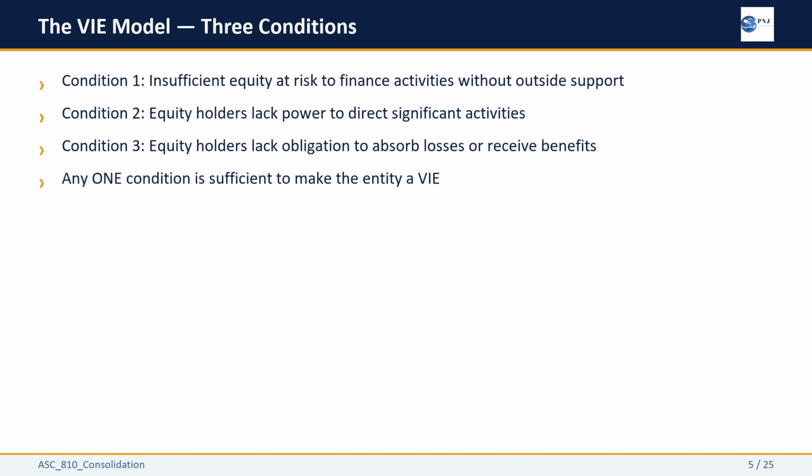An entity is a VIE when any one of 3 conditions exists. Insufficient equity at risk. The entity needs outside support to operate. Equity holders lack power over the most significant activities. Voting rights don't reflect real control. Or equity holders don't bear the normal exposure to the entity's gains and losses. One condition is enough. This is the test teams most commonly apply incorrectly by looking for all 3 conditions.